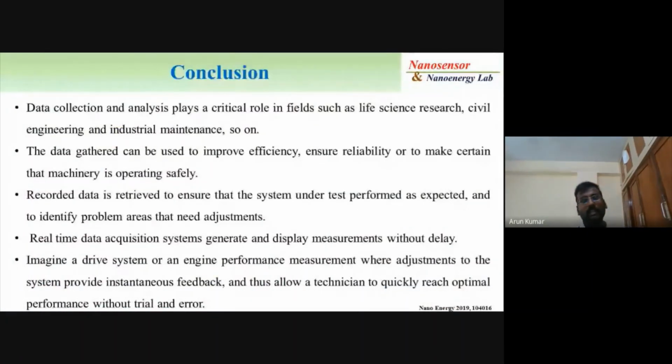So as a conclusion, as I told, the data collection system plays an important, critical role in our life, especially for engineering people. Not only engineering, for doctors or any profession, data is a very important thing. And we should gather more data by using sensors, and that helps you give better results, efficiency, as well as more output, more production.